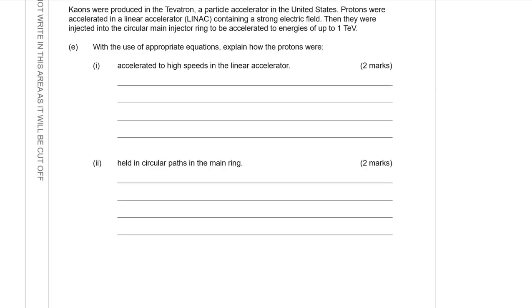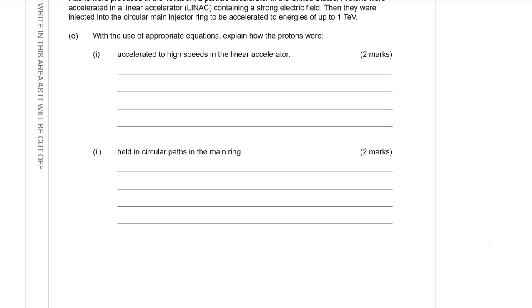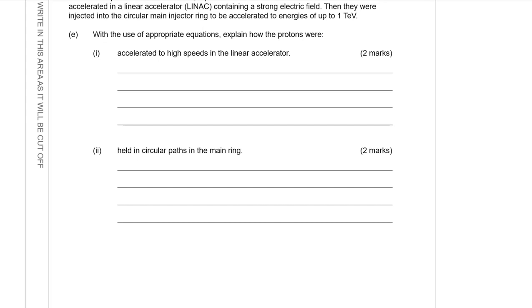Okay, so the protons are produced, no worries. So you can produce them and then they're accelerated and then kept in a ring. With the use of appropriate equations, explain how these protons were accelerated. Okay, so to accelerate them, you need to use an electric field.